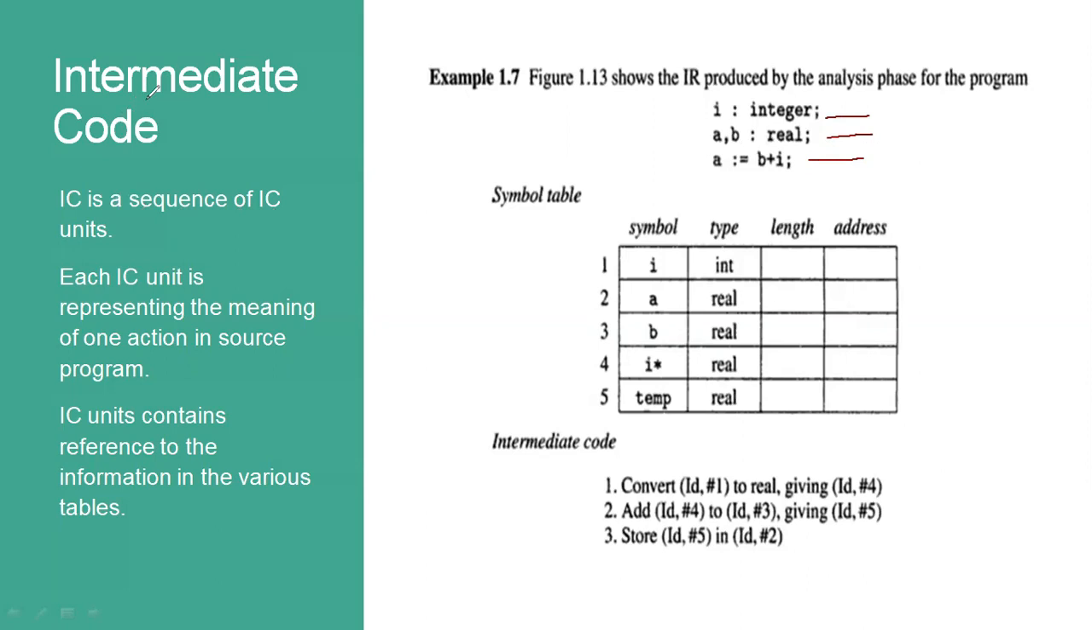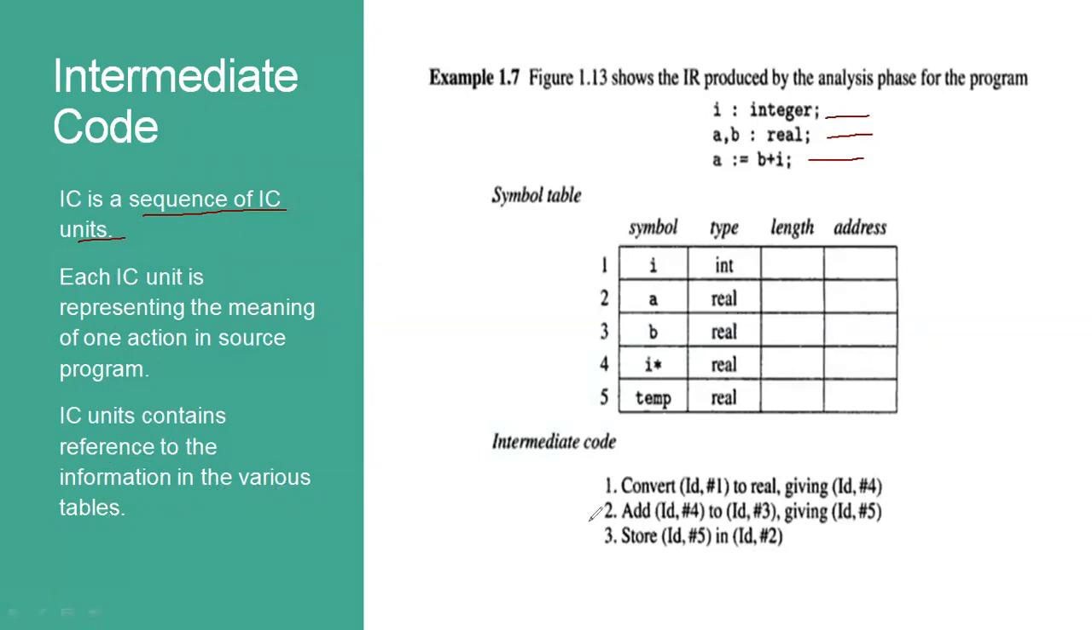Now let us see the theoretical part first, intermediate code. So IC is a sequence of IC units. Now what is an IC unit? An IC unit represents the meaning of one action in a source program. Each and every IC unit has one action. Now what does an IC unit contain? An IC unit contains the reference to the information in the various tables.